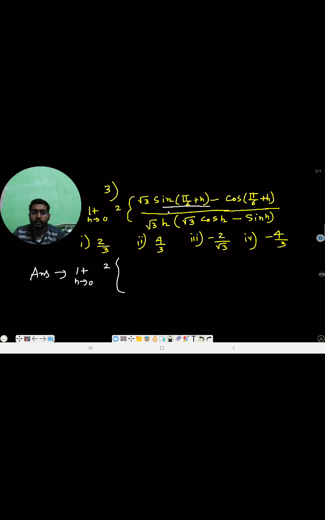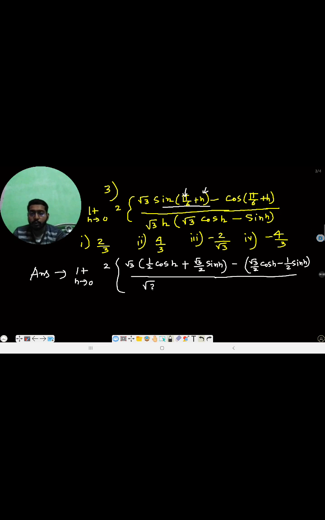So you can see here, this is sine x plus y, this is the x and this is the y, so the formula will be sine x cos y. Now sine pi by 6 means sine 30 degree, which is 1 by 2, into cos h, plus cos pi by 6, that means cos 30 degree, which is root 3 by 2, sine h. Minus, again for cos a plus b, cos pi by 6 into cos h, so cos 30 degree, that is root 3 by 2 into cos h, minus sine 30 degree, which is half into sine h. So divided by the denominator, root 3h into root 3 cos h minus sin h. Now this is the numerator and this is the denominator.